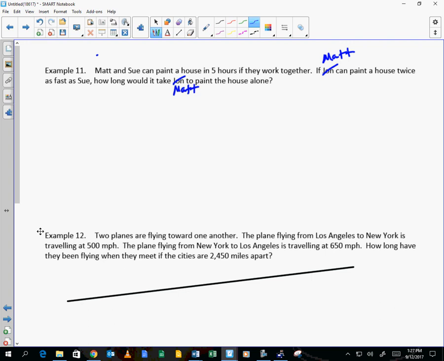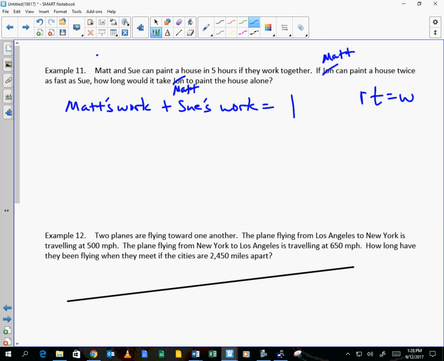Well, how is this problem different than the last one? Yeah, we're given the time and we're trying to find the rate. So I still want to set up rate times time is equal to the amount of work that gets done. And if I have Matt's work plus Sue's work, that should be equal to 1 house being painted.